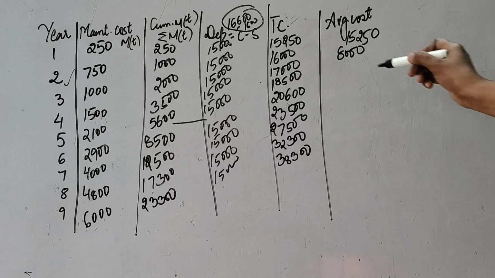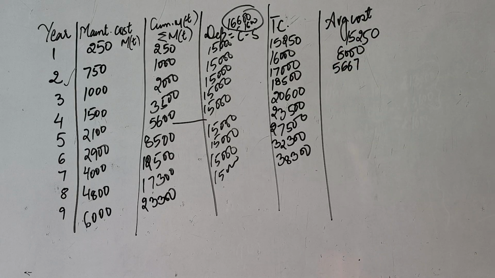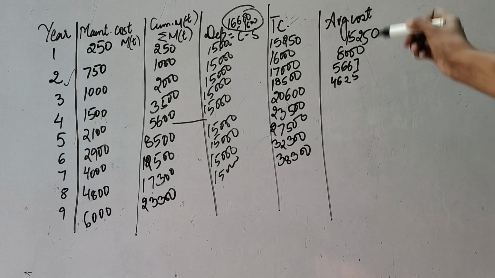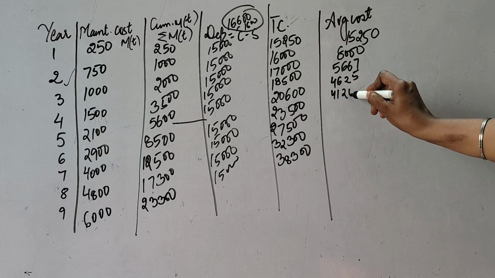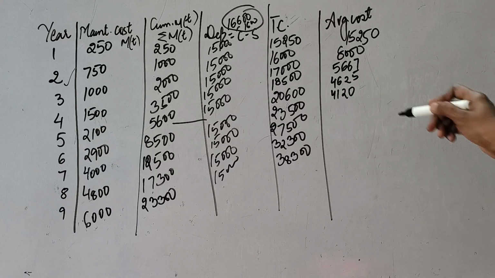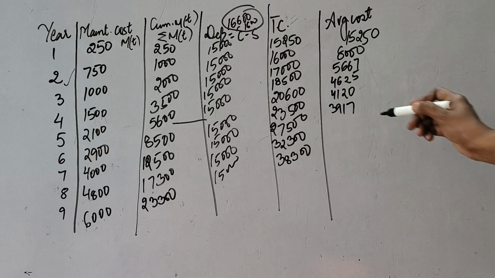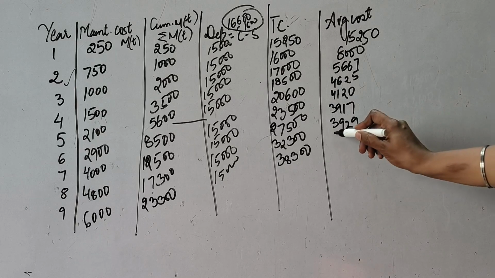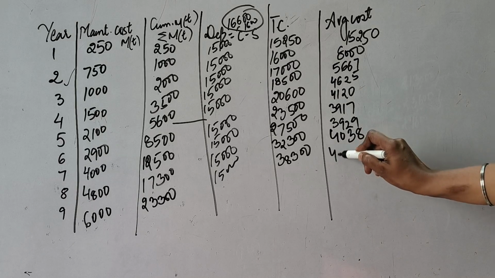17,000 divided by 3, 5,667. 18,500 divided by 4, 4,625. Like that you have to calculate for every year. Next will be 4,120, 3,917, 3,929, 4,038, and the last will be 4,256.